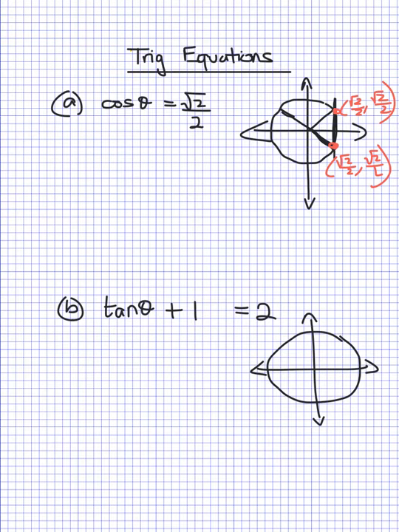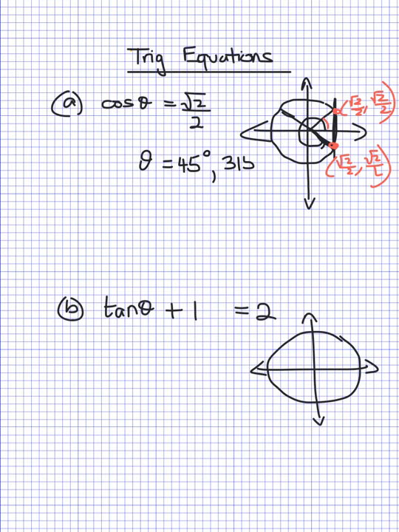So we're saying what angle gives us that? Well, obviously this angle in here, so theta equals 45 degrees. And also it's the angle all the way around to there, and that angle is 315 degrees. So we've got two angles, but also we haven't been given a restriction on the value of theta.